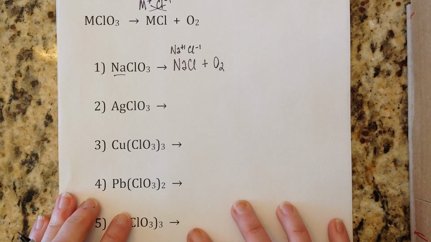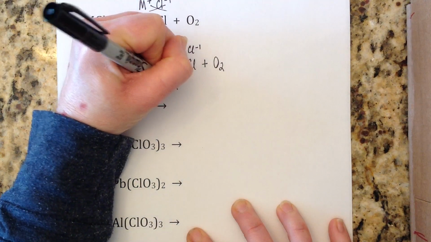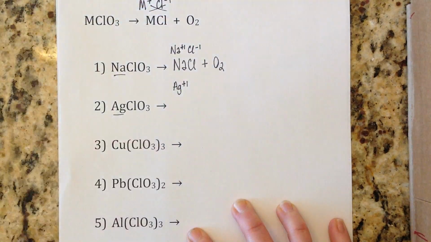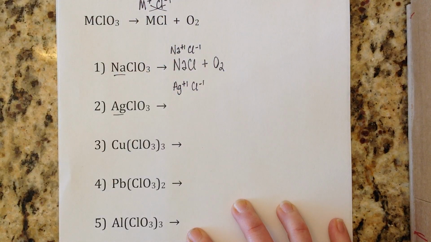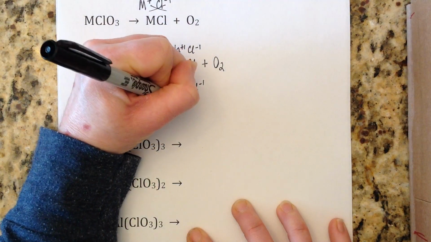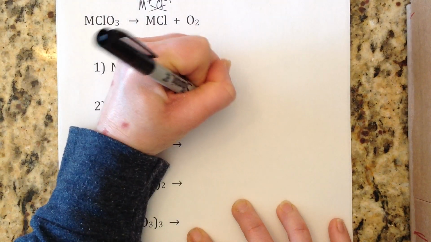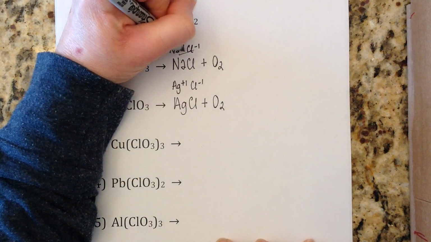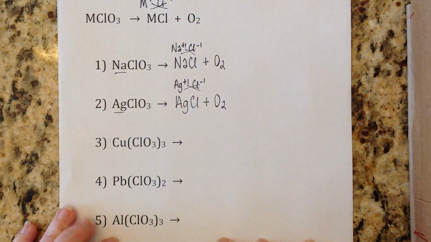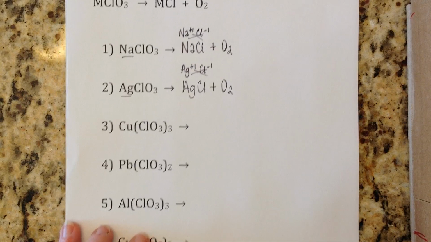Number 2 is silver chlorate. Silver is our metal. Silver has a +1 charge. That's one of the exceptions that we memorize. Chloride is a -1. Again, the ones cancel. That is AgCl plus O2. And, keep in mind, all this stuff up here is just my scratch work. A lot of you could probably just do this in your head, but since we're taking notes and I'm teaching you this new concept, I like to write everything down.